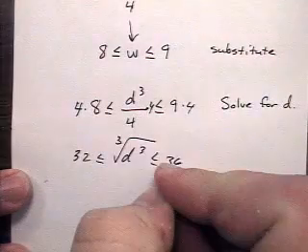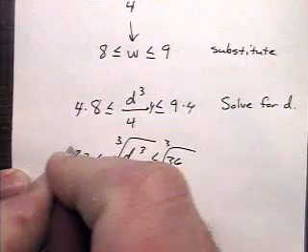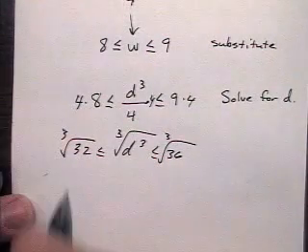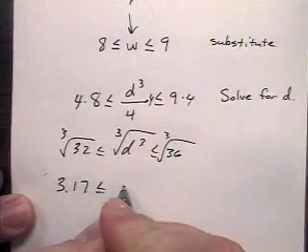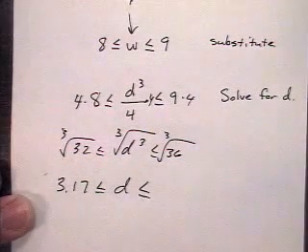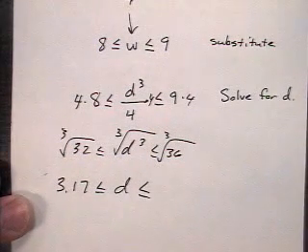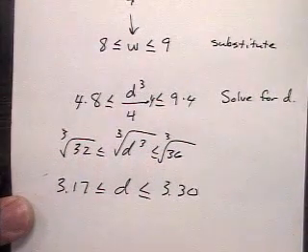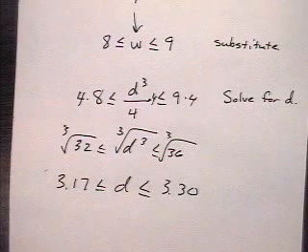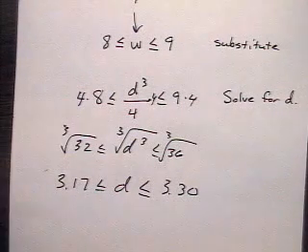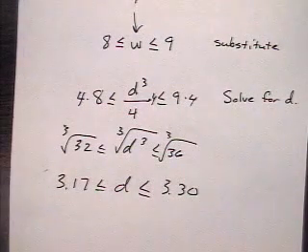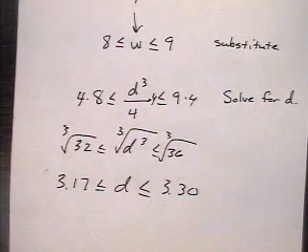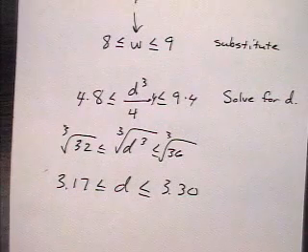Well, if I need to take the cube root in the middle, I'm going to have to take the cube root there and the cube root there, and they're not going to be pretty numbers. This one's 3.17. And that one over there is 3.3. So the diameter of the orange that we're looking for is between 3.17 and 3.3. And that's it for section 7.1 notes.